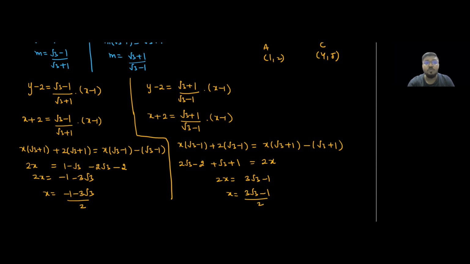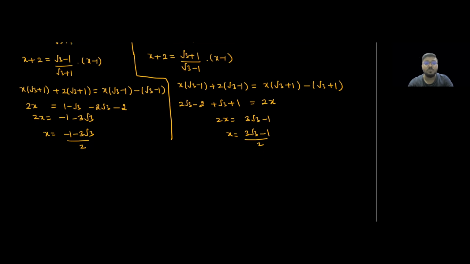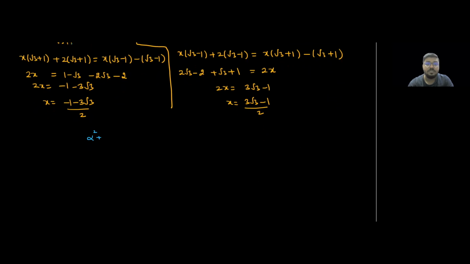Now these are the two values of x which we got. Either of them is alpha and the other is gamma. And the question is asking for alpha square plus gamma square, which is nothing but the sum of squares of these two values. So that is ((minus 1 minus 3 root 3) by 2) whole square plus ((3 root 3 minus 1) by 2) whole square. So let's square them and add them.